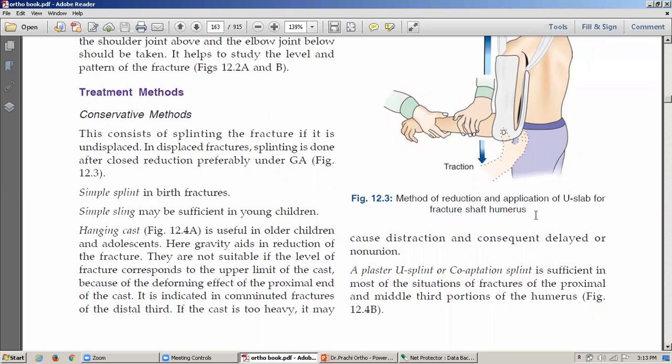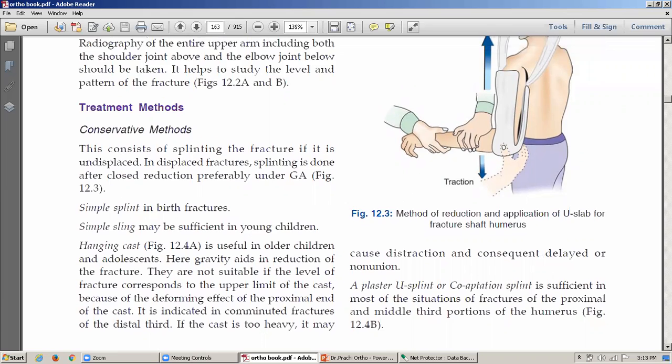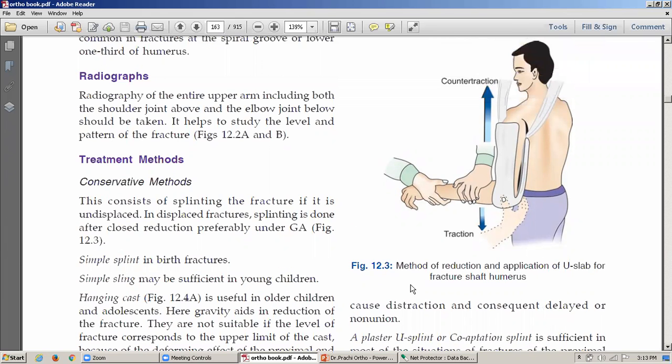So this is a diagram of method of reduction and the application of the U slab. Here is the U slab. Okay, you can see that this is a U-shaped slab for the fracture of the shaft of the humerus. And this is a counteraction, this is a traction. So while using this U slab, the fracture can be treated.